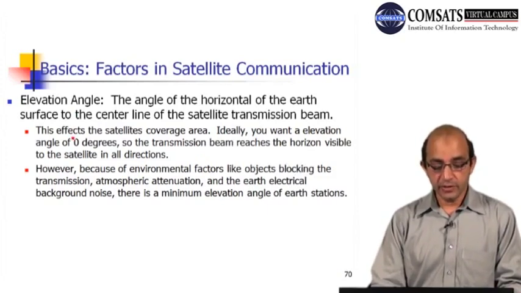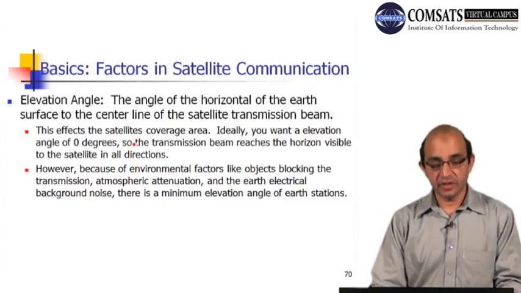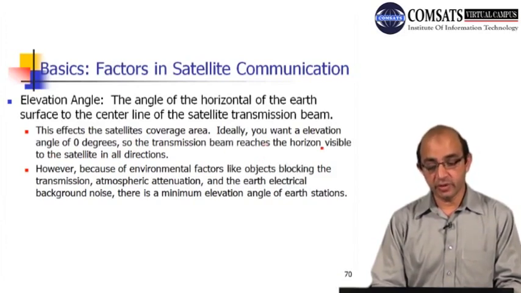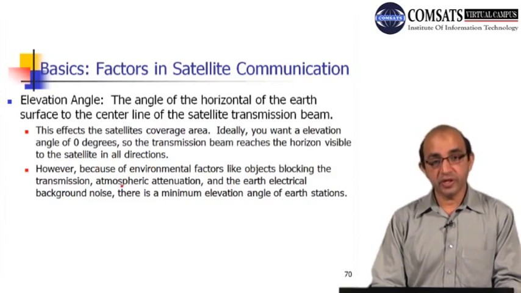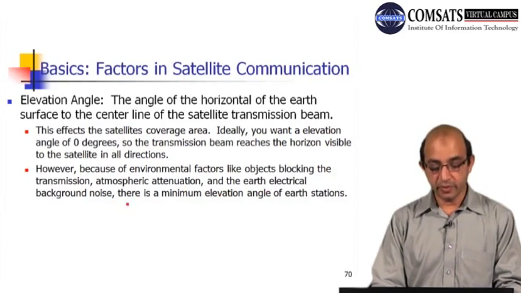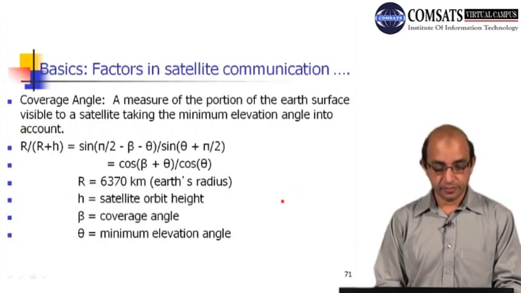Elevation angle. This elevation angle is actually affecting the satellite coverage area. Normally we wish for an elevation angle of 0 degrees. By having an elevation angle of 0 degrees, the transmission beam can reach the horizon visible to the satellite in all directions. However, due to environmental factors like object blocking the transmission, atmospheric attenuation, and the electrical background noise, there is a minimum elevation angle of the earth stations.